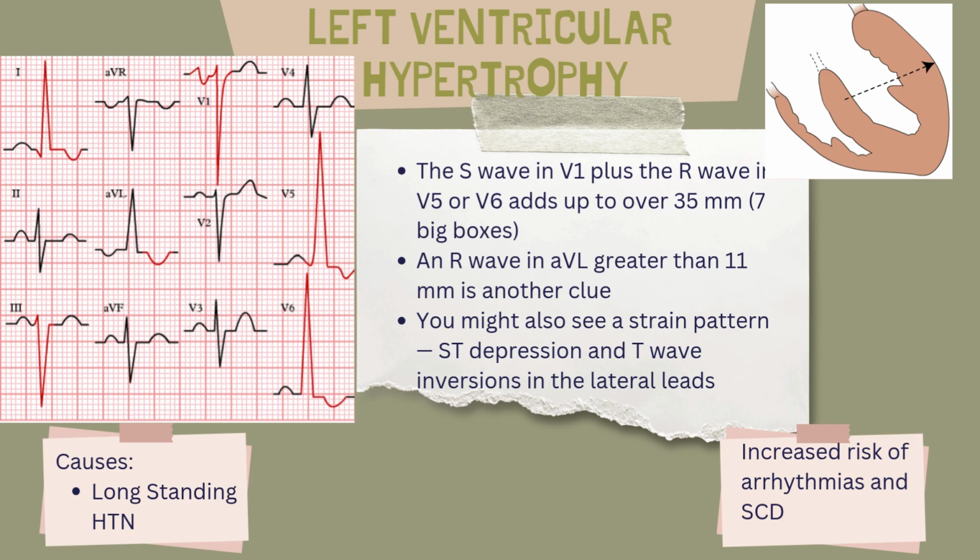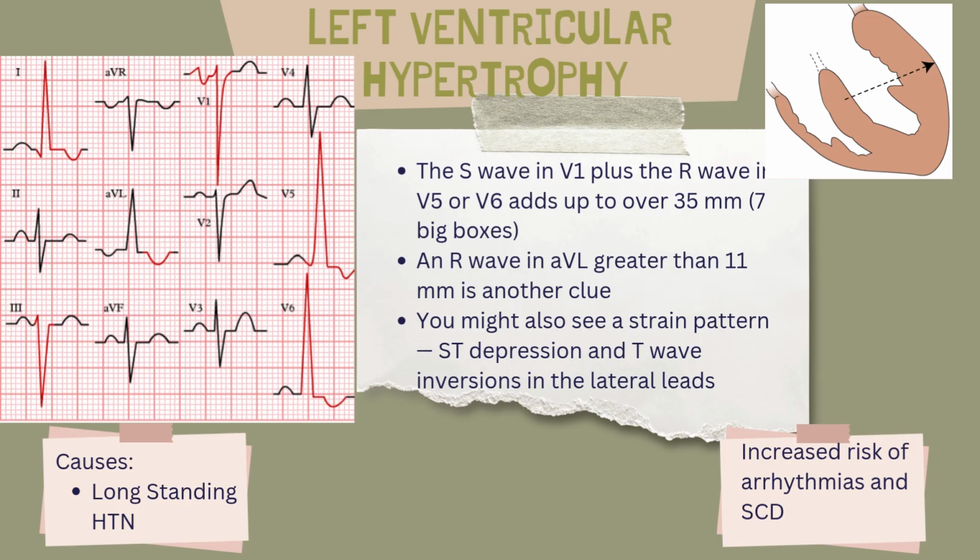Also, we can see an R wave in AVL that's over 11 millimeters, and that's another common clue. You may also see a strain pattern, such as ST depressions and T wave inversions in the lateral leads like V5, V6, 1, and AVL. And that reflects subendocardial ischemia because the thickened muscle isn't relaxing well and it starts to outgrow its own oxygen supply as it thickens. What's the most common cause of LVH?